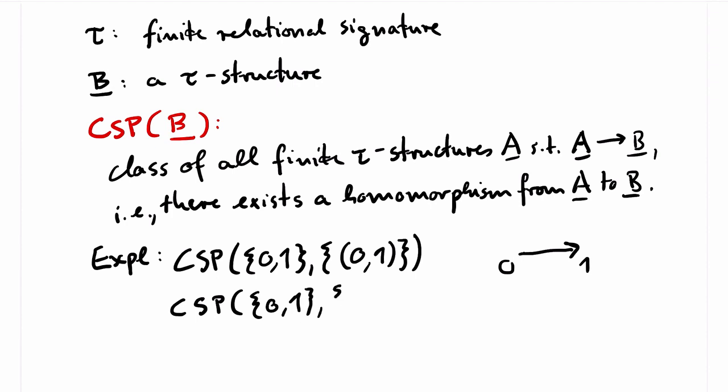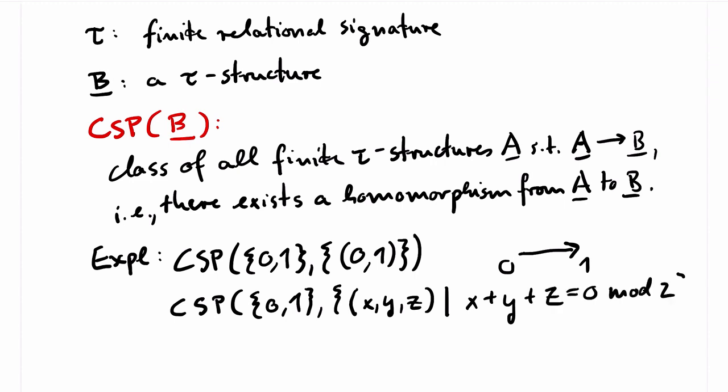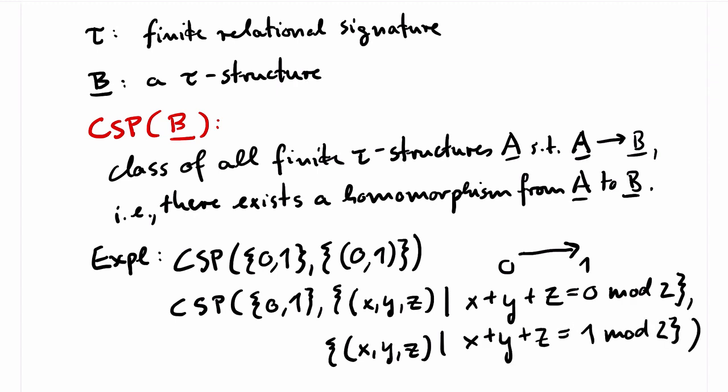So let's look at a new example, something that we could not model with digraphs. I pick again a structure with domain {0, 1}, but this time there are two ternary relations, one containing all triples that sum up to 0 modulo 2, and one containing all the triples that sum up to 1 modulo 2. This is the problem of testing the satisfiability of a linear equation system over the two-element field with 3 variables per equation. So this is basically the computational problem that we have called lin-EQ in earlier videos.